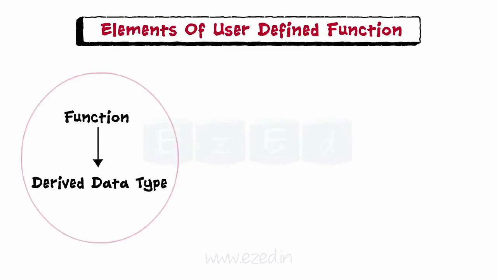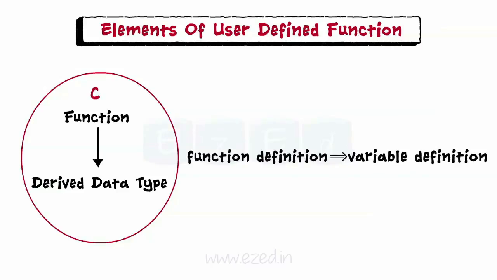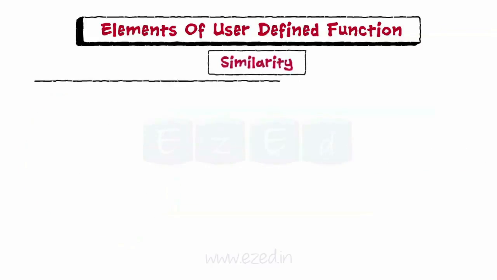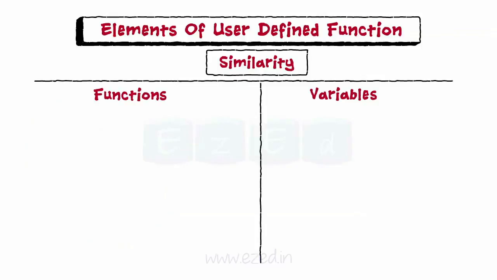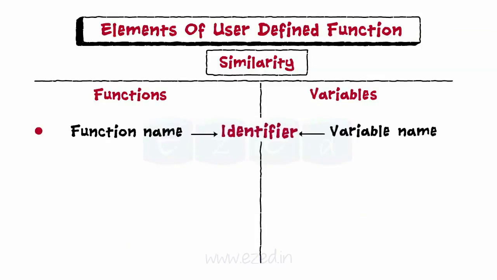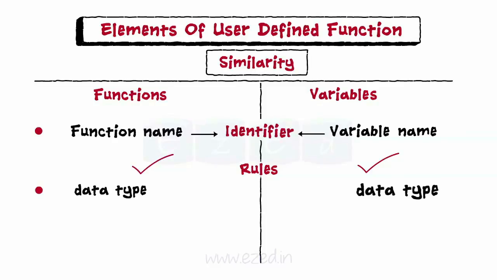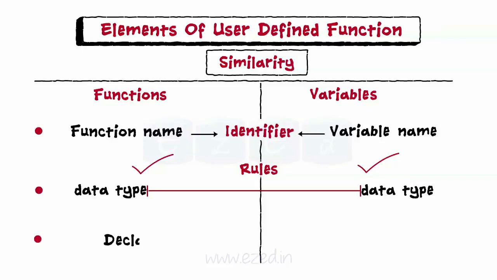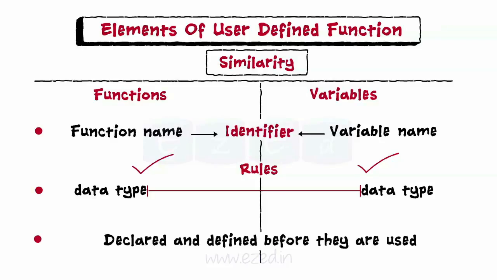Let us learn the elements of user-defined functions. Functions are a type of derived data types in C. We can define functions and use them like any other variable. There are similarities between a function and a variable. A function name as well as a variable name is considered an identifier, and so they should follow the rules of identifier naming. Function and variable both have a data type associated with them. Function and variable names must be declared and defined before they are used in a program.